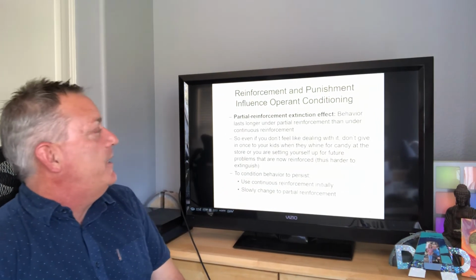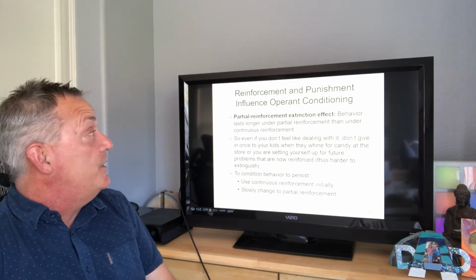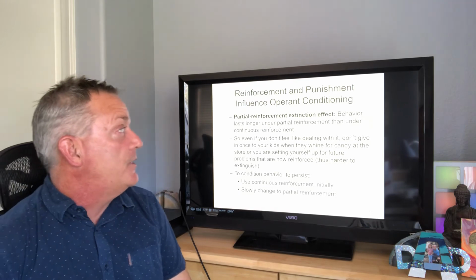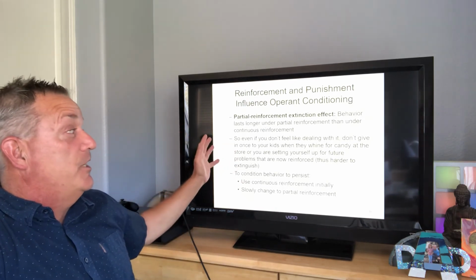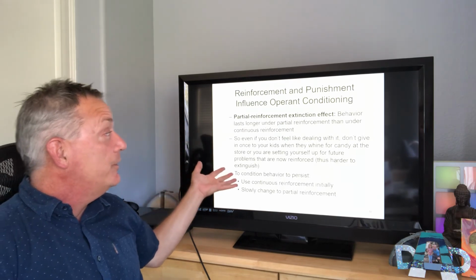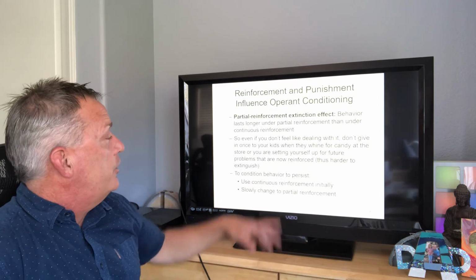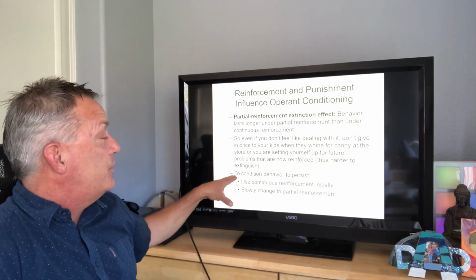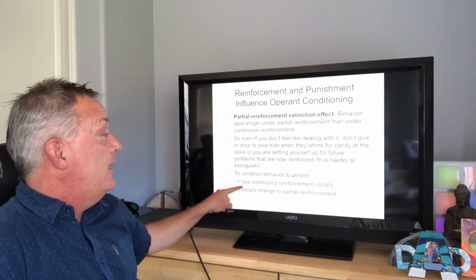Partial reinforcement extinction effect: behavior lasts longer under partial reinforcement than under continuous reinforcement. So that's the idea. If you don't feel like dealing with it, don't give in even once to your kids when they whine for candy at the store. You're setting yourself up for future problems because that behavior is now reinforced. It's harder to extinguish.